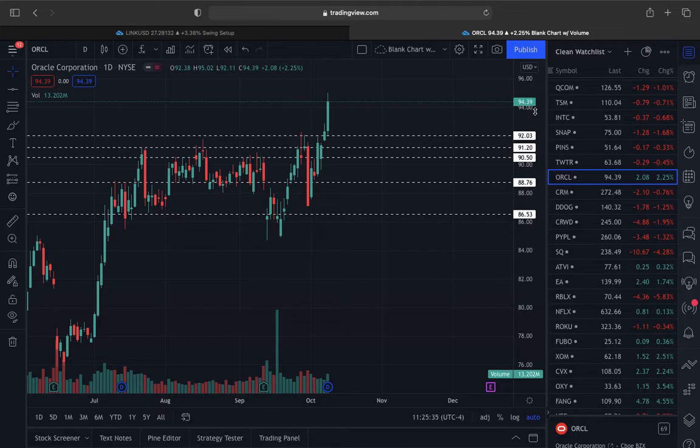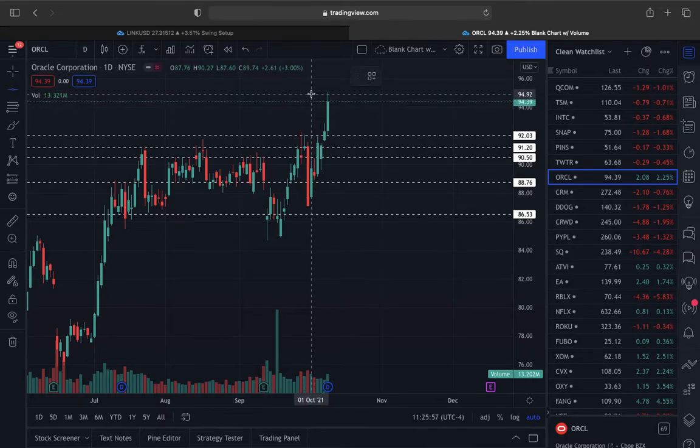$94.39 is its closing price on Friday. Once it broke above that $92 resistance, look what happens. It went on a monster run, running actually $3. It hit a high of $95.02. Okay, so once we broke that $92 resistance, look what Oracle does. $3 run to the upside sets a new all-time high.